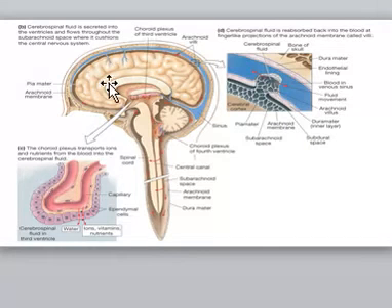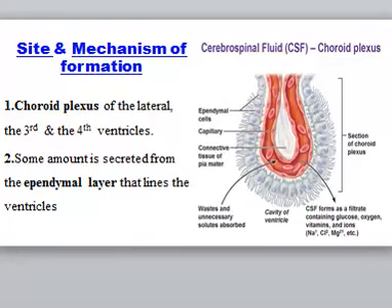I hope the picture will clarify where it is present and where the formation takes place. Now the site and mechanism of formation: there is the choroid plexus of the lateral, third and fourth ventricles, and some amount is secreted from the ependymal layer that lines the ventricles.